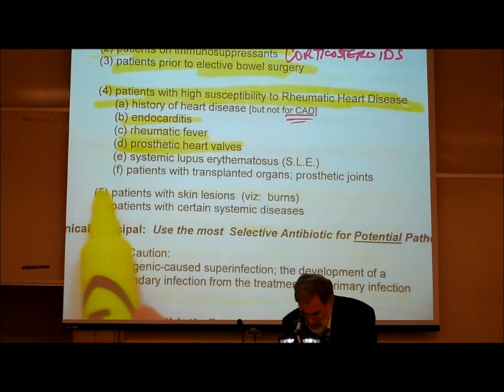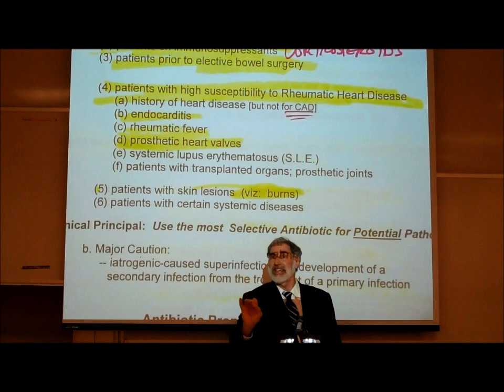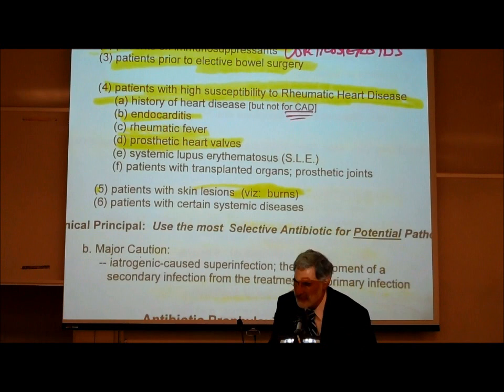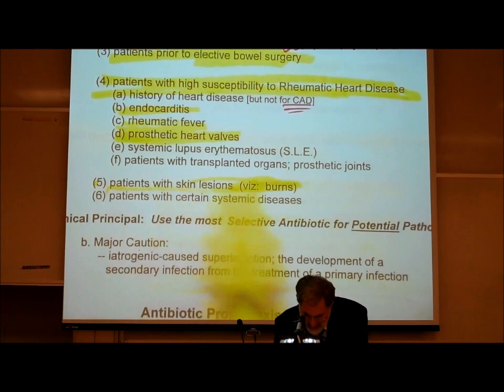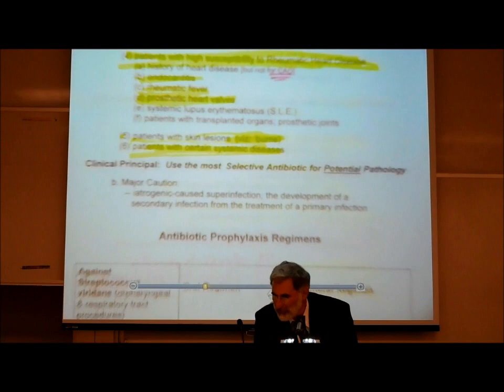They will also give antibiotics prophylactically in individuals with extensive burns on the body, because we know the very first line of defense against bacteria is the skin as a mechanical barrier. And when somebody has suffered extensive burns, they've lost the first line of defense. And with certain systemic diseases, individuals with very severe diabetes have a reduced immune response, and they may need to get antibiotics prophylactically.